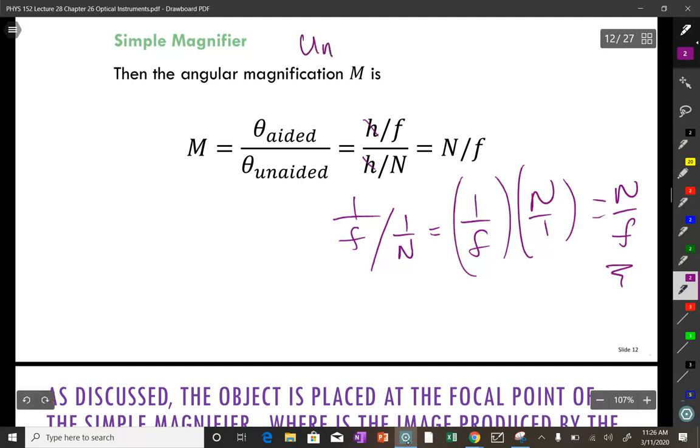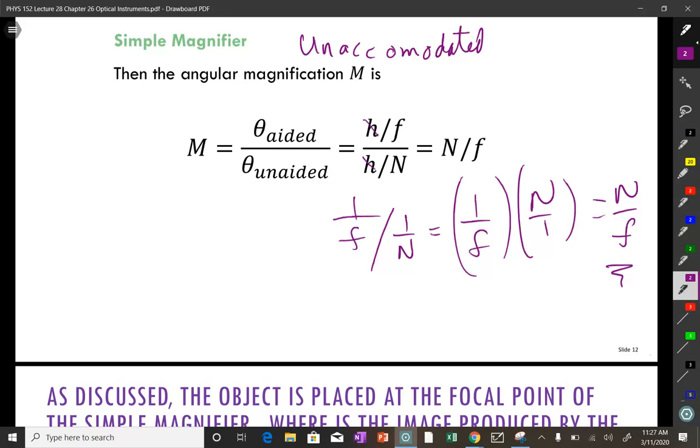Remember, this was unaccommodated. What did that mean? Without accommodation. With regards to the eye, what does that mean? Yes, the lens is relaxed. It's not working. So your eyeball is relaxed, and you don't get eye strain in that case. But what if you wanted eye strain?